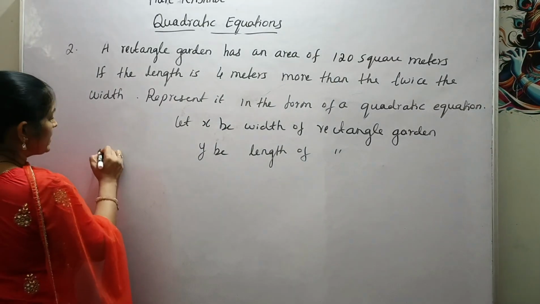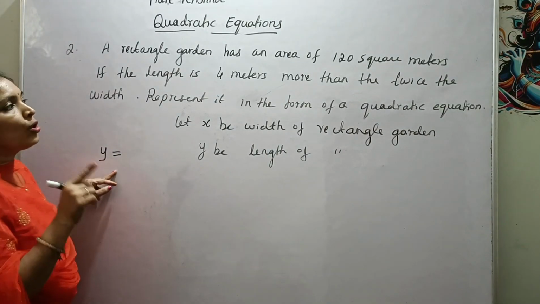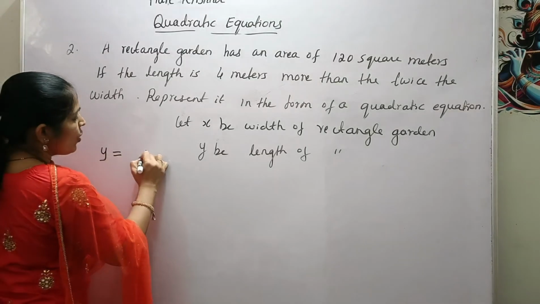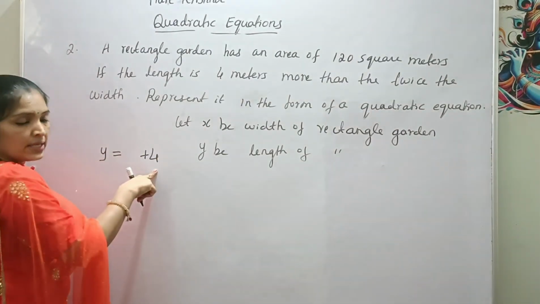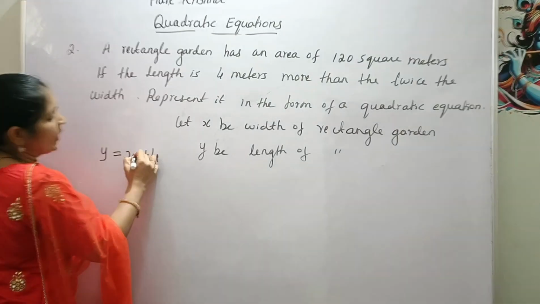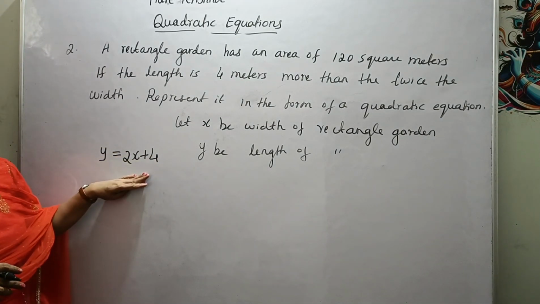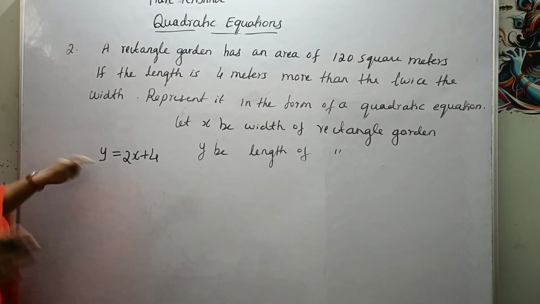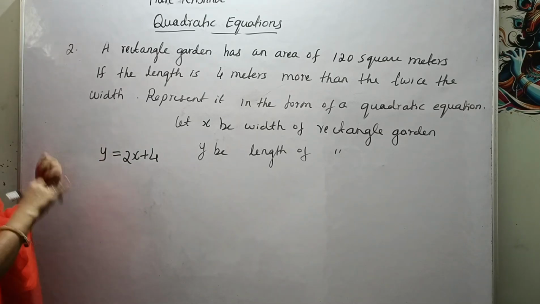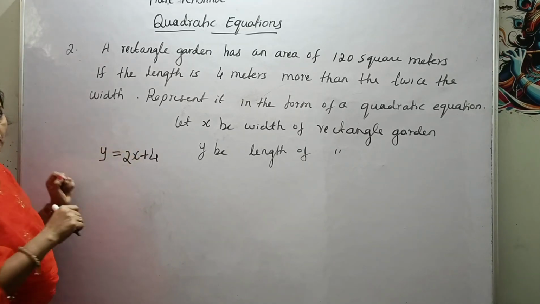Now, what is given? Length is 4 meters more than twice the width. What is the width? x, right? So 2x, 2x plus 4. y is equal to 2x plus 4. So what is the length? Here we have got the relation between x and y, right? That is y is equal to 2x plus 4.